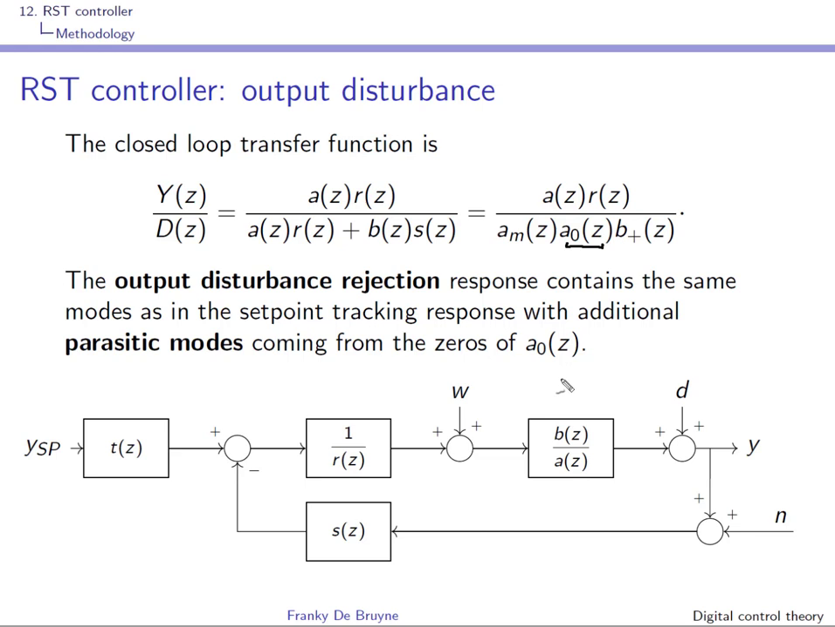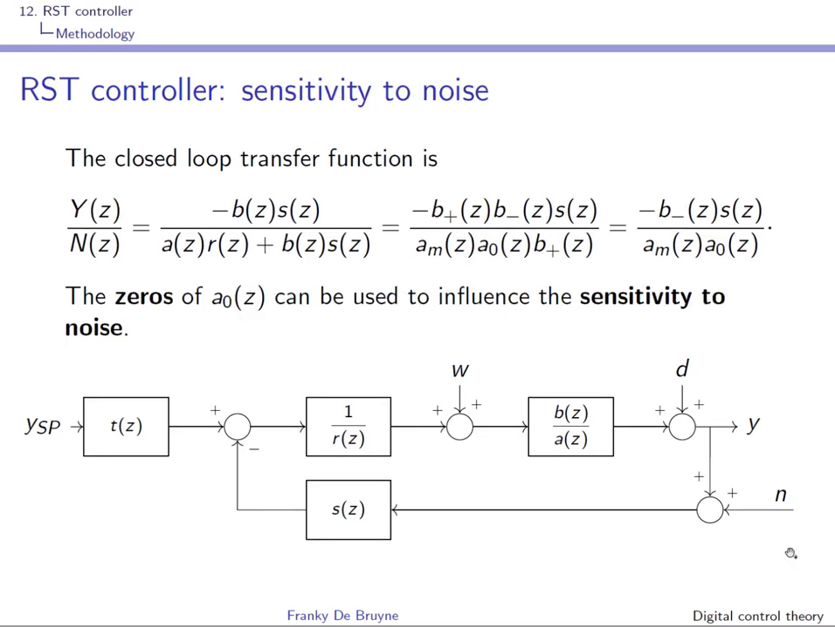But of course you'll have a compromise, because if you change the roots of A0, you're influencing load disturbance, output disturbance, and you will see in the next slide that it will also influence the sensitivity to noise. So choosing the roots of A0 is really balancing between those different objectives. As you can see, the A0 polynomial also enters in the transfer function from noise to output. Right, so you can use the zeros or roots of A0 to influence the sensitivity to noise.